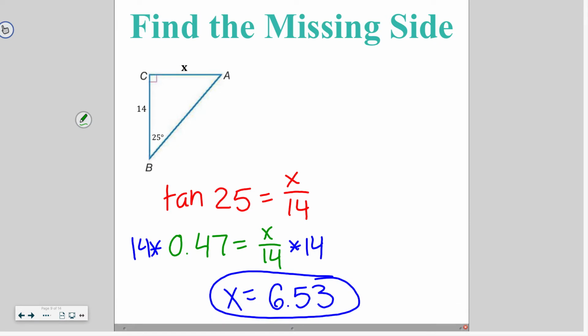In this case, you had the opposite side and the adjacent side. So that means you're using tangent. So you would take tangent of 25 is equal to the opposite, which is x, over 14, getting a value of 0.47 and multiplying by 14, the final answer is 6.53.